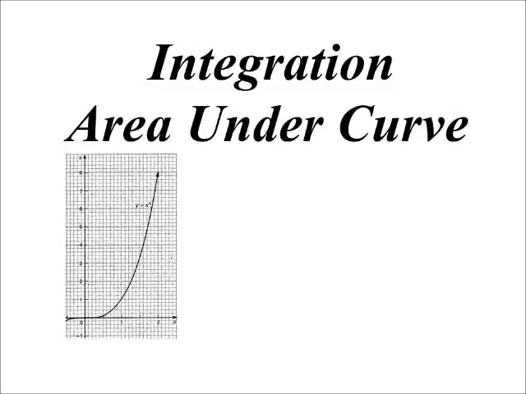Now, if the curve was a straight line, not an issue, because we've got formulas for triangles, squares, and we could cut it up into those shapes and find the area. But when we've got a curve, in this case, it's y equals x cubed, how do we find the area under that? Well, what we can do is estimate.